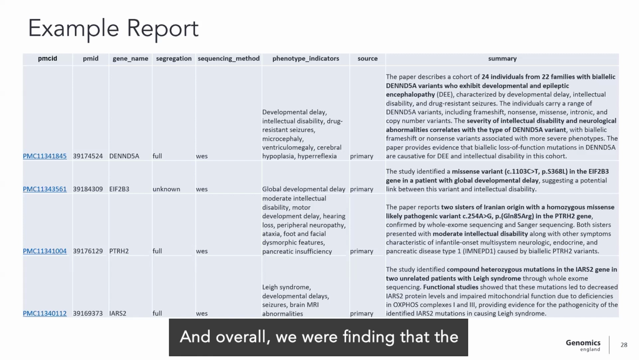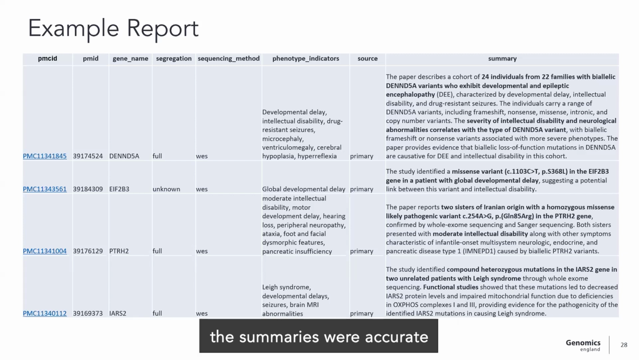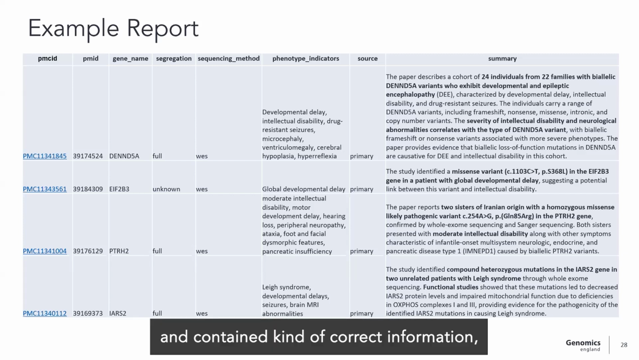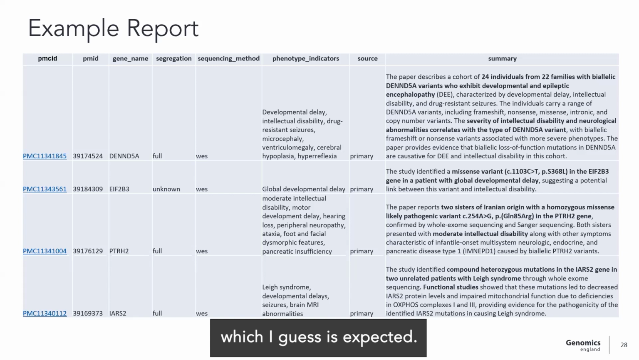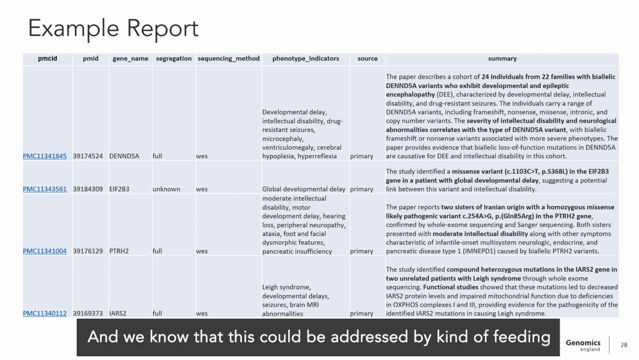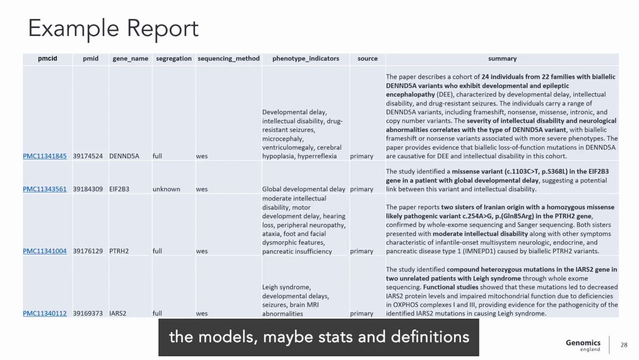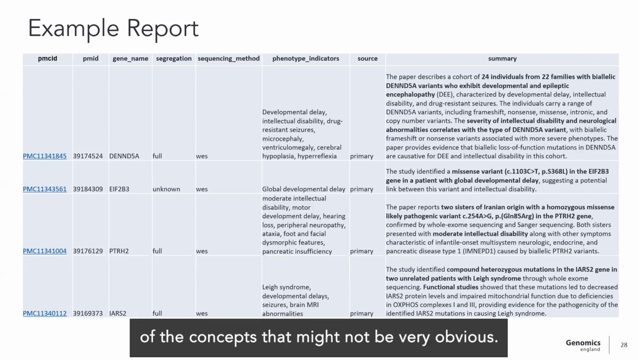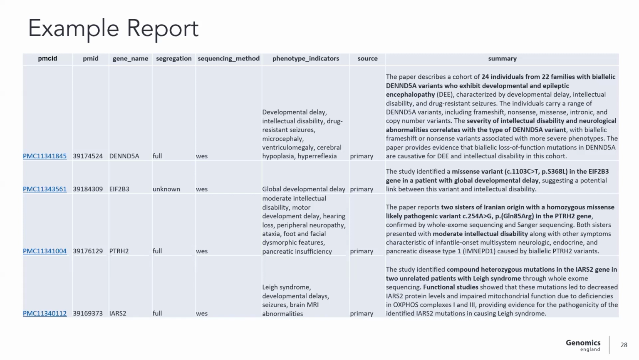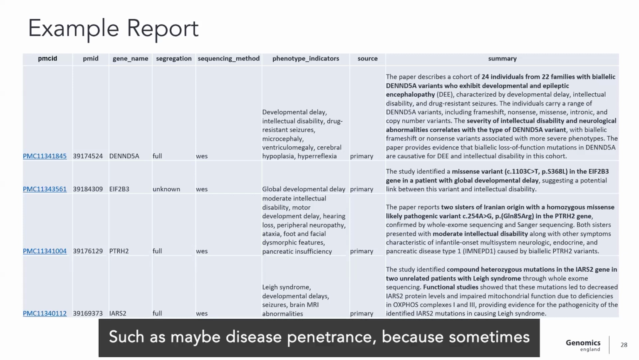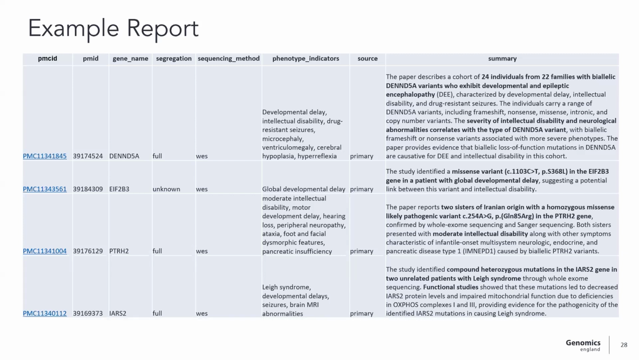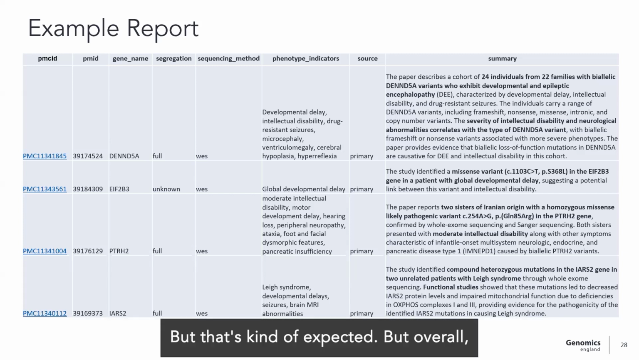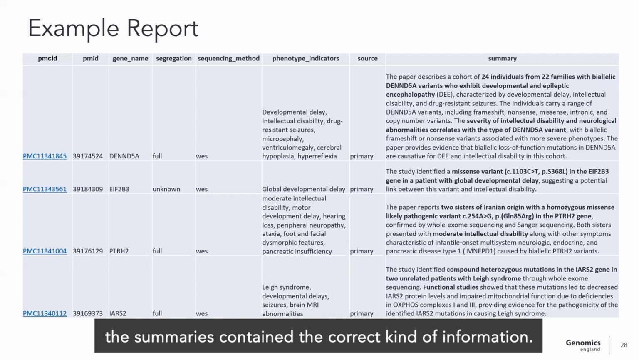Overall, we were finding that the summaries were accurate and contained correct information. But sometimes the model lacked domain expertise, which I guess is expected. We know that this could be addressed by feeding the model certain definitions of concepts that might not be very obvious, such as disease penetrance, which it sometimes made not totally accurate conclusions about, but that's expected. Overall, the summaries contained the correct information.